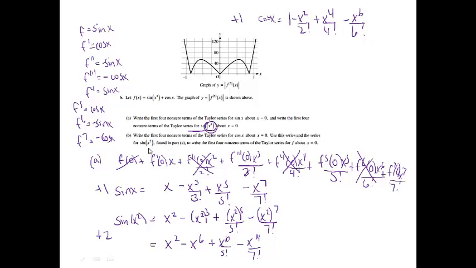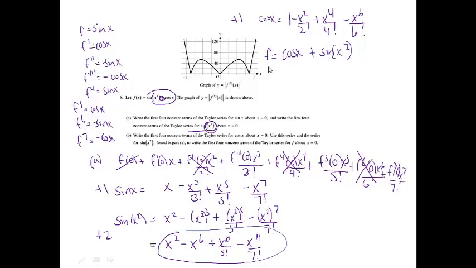Okay, the next one, it said to use this series and the series for sine of x squared, so we're going to use this one right here, to write the first four non-zero terms of the Taylor series for f. So f is equal to the sine of x squared plus cosine x, and we basically just need to add those two together. So we're going to have cosine x plus sine x squared. So we're going to put these two together.